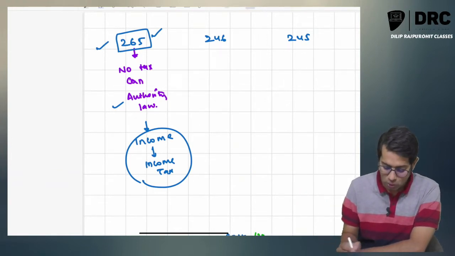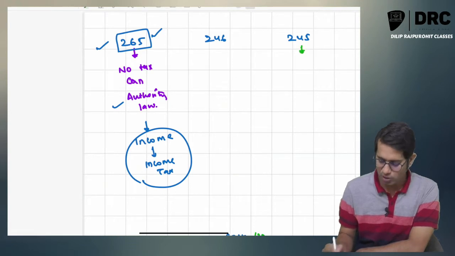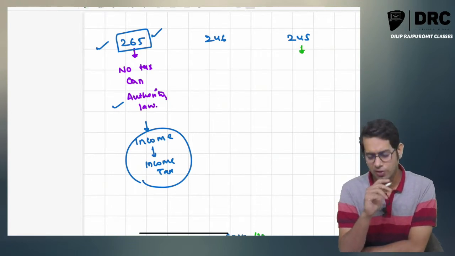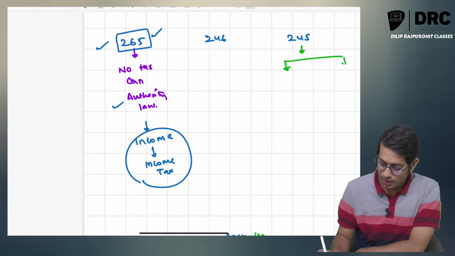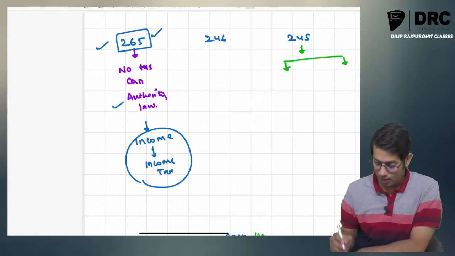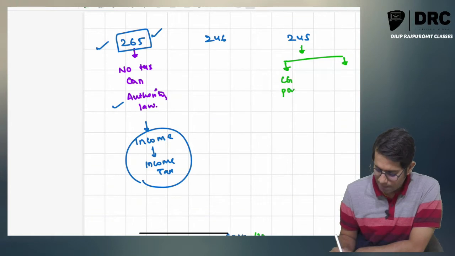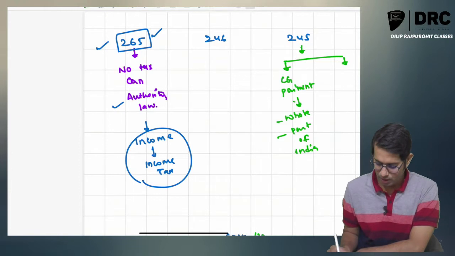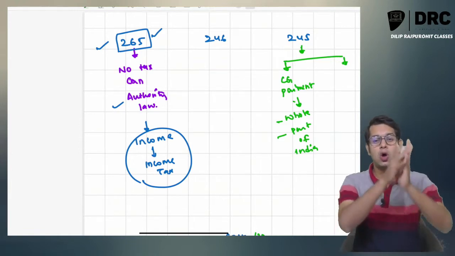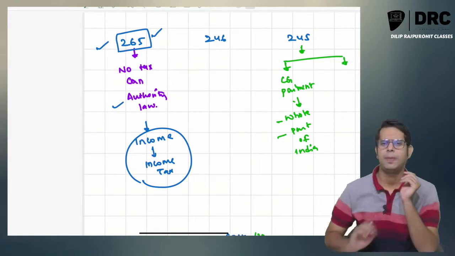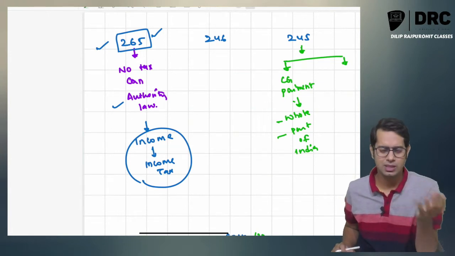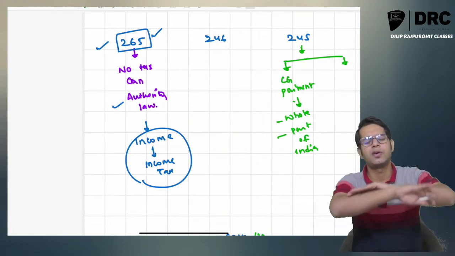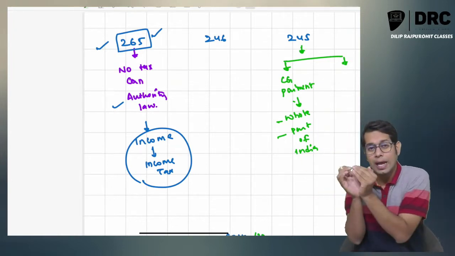Then we have one more article called Article 245, which talks about the power to make law. It says the central government or the parliament has the power to make law for the whole of India or any part of India. So it is the central government, also called the parliament, which can make the law for the whole of India or any part of India.